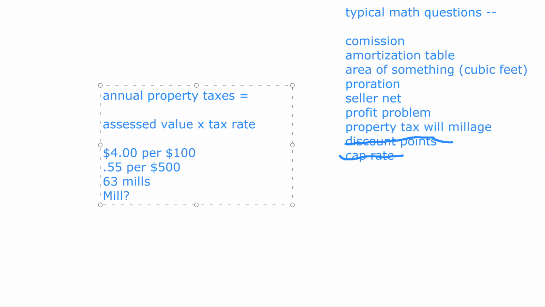So it's $1 of tax for each 1,000 of the assessment. Yep. So a mill is 1/1000.